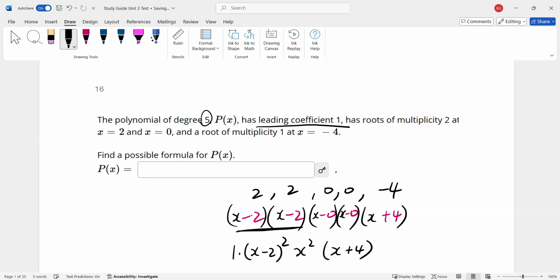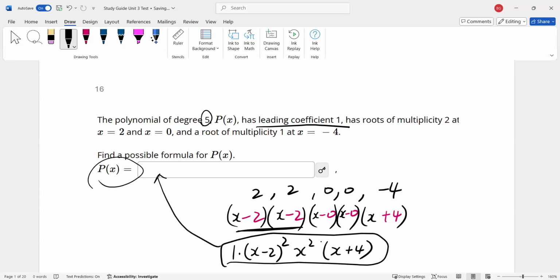Find a possible formula for p of x. Okay, so this could be the answer. You don't have to have the 1, by the way. Put it here. Do not rewrite p of x. They already have p of x equals. You just need the right side.